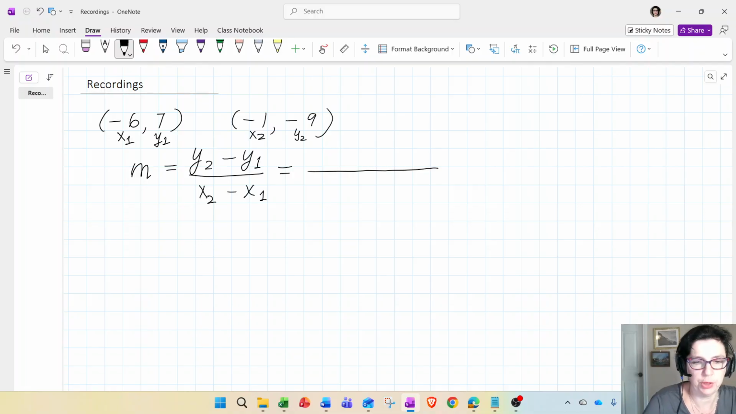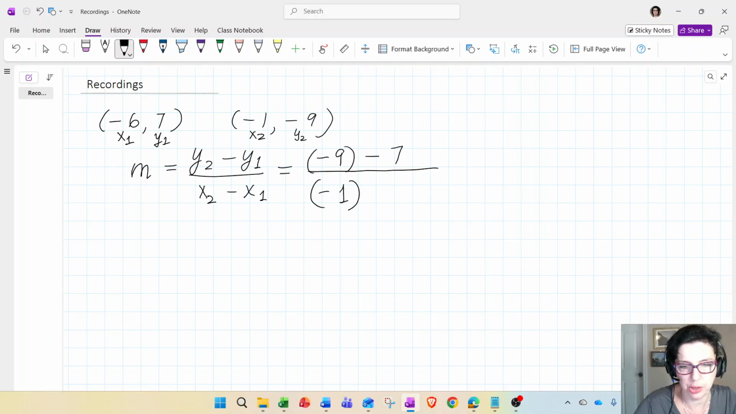So first we have to start with y2. Well, y2 is -9, so we're going to put that first, and because it's negative, we're going to put it in parentheses. Subtract y1. Well, y1 is 7. That one is not negative, so parentheses will not be needed. Divided by x2, well, that's -1. Let's put it in parentheses just in case. Subtract x1. Well, x1 is -6, and because it is negative, we're going to put it in parentheses.